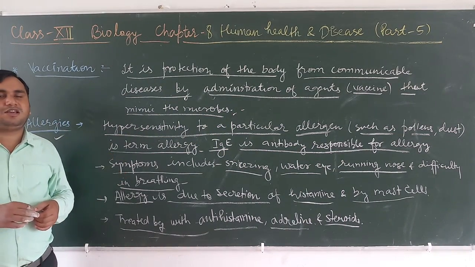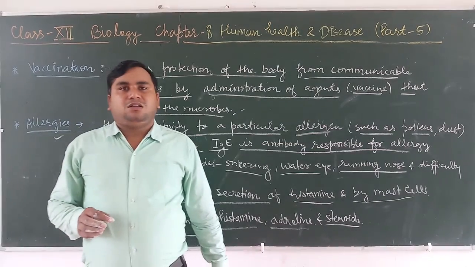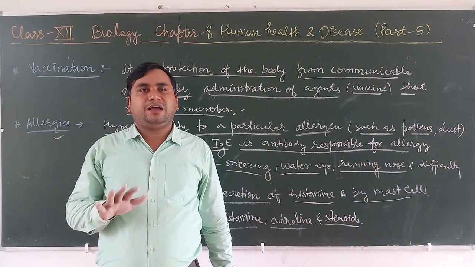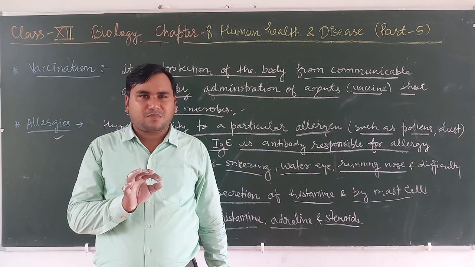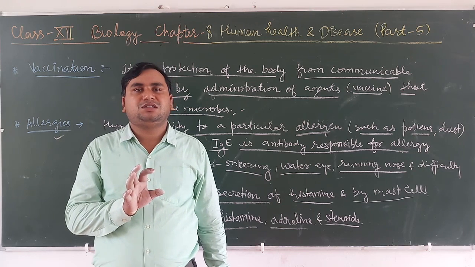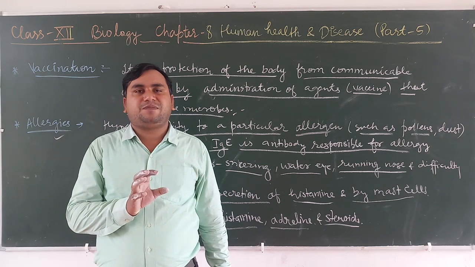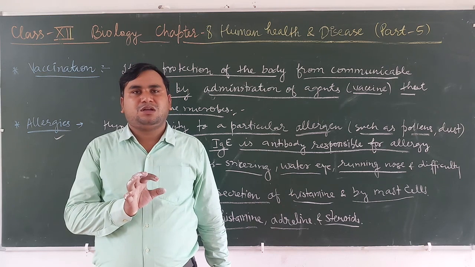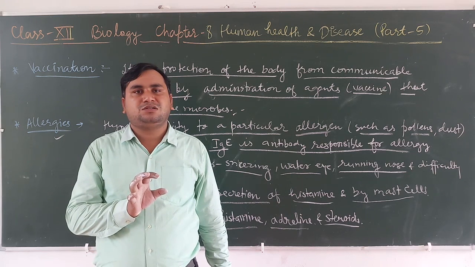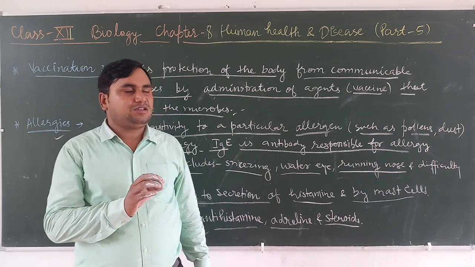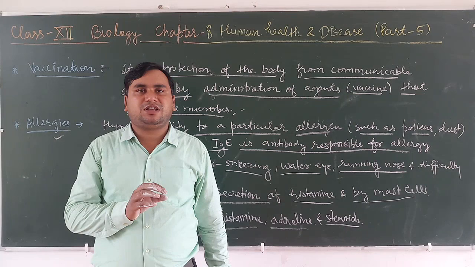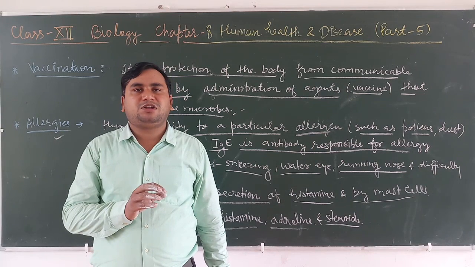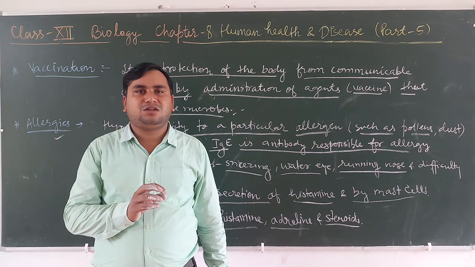In this chapter we are studying the different immunity systems and their functions. Today I taught you about acquired immunity and structure of antibody, and lastly production of antibody, then vaccination, and last one is allergy. One by one I will discuss all the topics of this chapter in different parts.